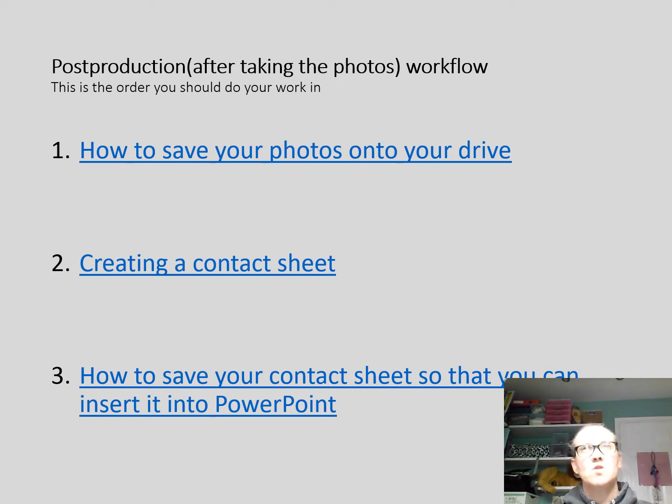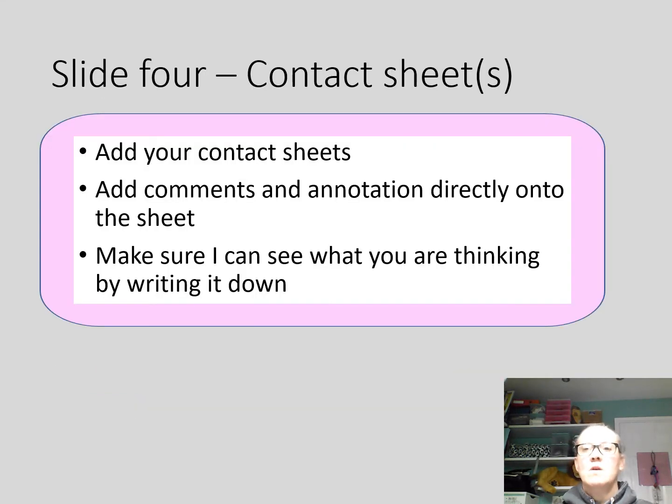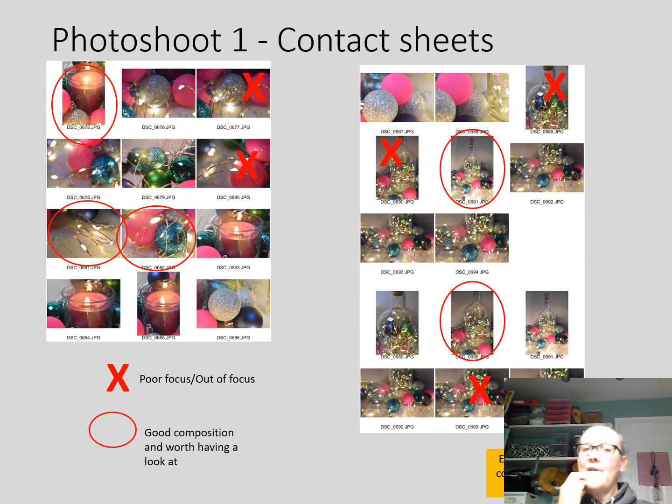Once you've got them onto your drive into a separate folder, then create your contact sheet, and this will show you how to save your contact sheet if you can't remember to get them into Google. No screen printing, please. So in your work, in your PowerPoint, you're going to add your contact sheets. Now you could add your contact sheets and annotate them like this and have a little key to show the examiner or me what it means.